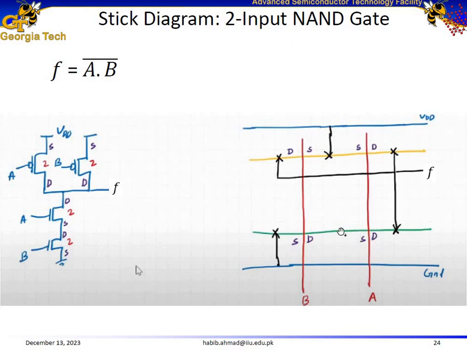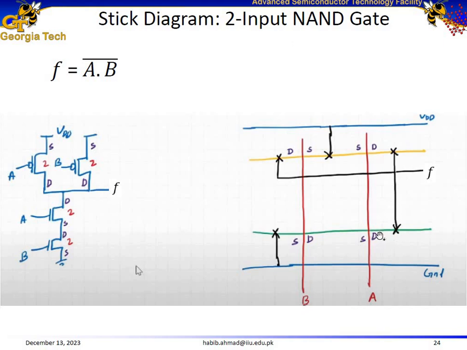It's the same color. They cross over each other. If the same layer crosses each other, they make a connection. So the drain of B is connected to the source of A, and then the drain of A is connected to the output. So make a connection from the output to the drain of A.